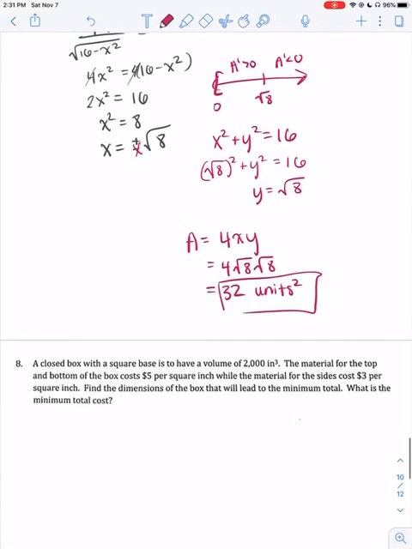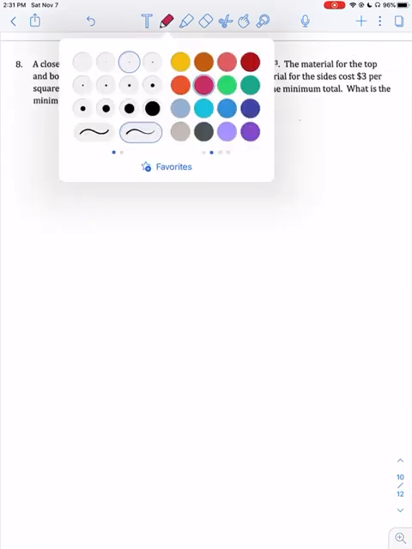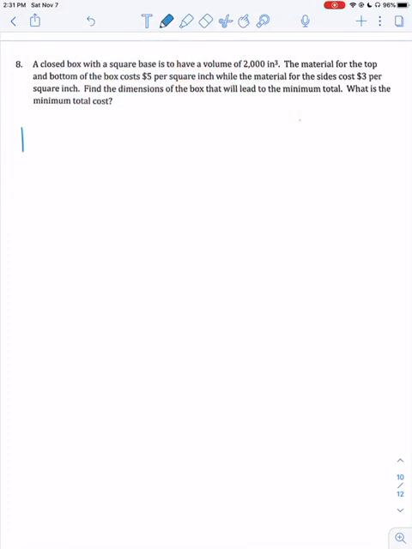Last but certainly not least, we have a closed box with a square base. So I automatically am thinking I'm going to want to draw this. Not very good artistically, as you can tell, but there we go. Okay, so it has a square base, which means that these need to be the same. But it doesn't say that the height is necessarily the same, so I'm going to give the height a different variable, y. Or you could call it h, probably makes more sense.